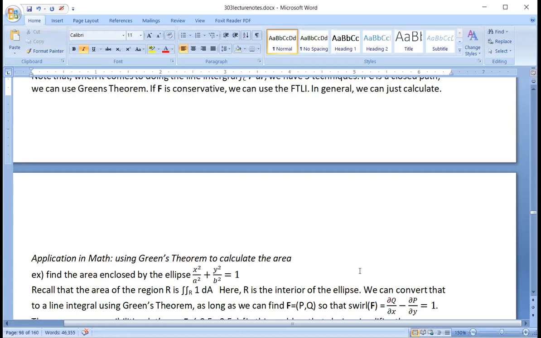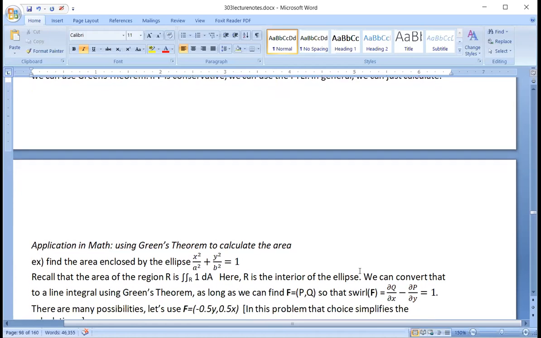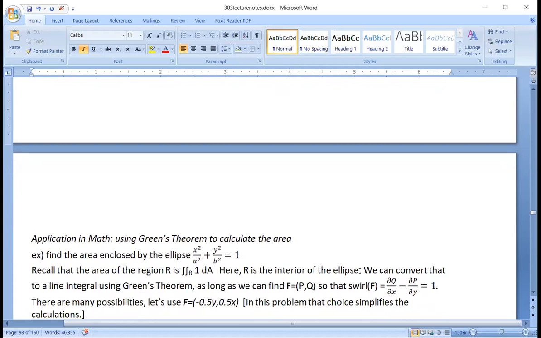Which vector field F are we going to use? Any vector field whose swirl is 1. Now, there are tons of possibilities. But what I want to do is use the one which, hint, hint, is going to make our calculations work out the easiest. And I'm going to give it to you. The vector field we're going to use is negative half y, comma half x. So quickly you calculate the swirl: dQ/dx minus dP/dy is half minus negative half, which is 1.